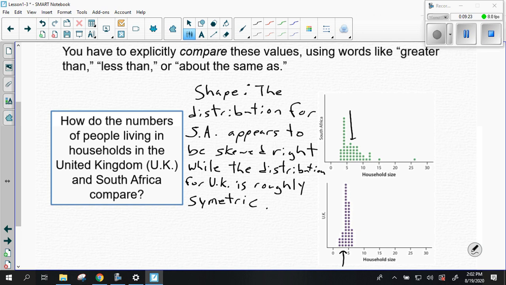And how about variability or spread? I call it spread sometimes. The book right now is calling it variability. We're talking about how spread out the data is when we're talking about variability. So it looks like the data from South Africa is more spread out than the data for the UK. And there we go. We have described shape, center, and variability, and we compared each one between the two different distributions.